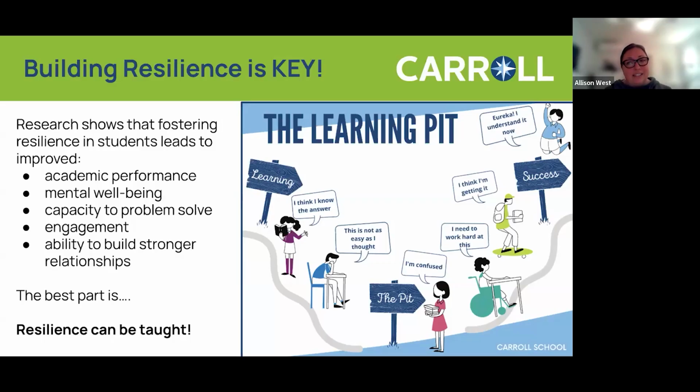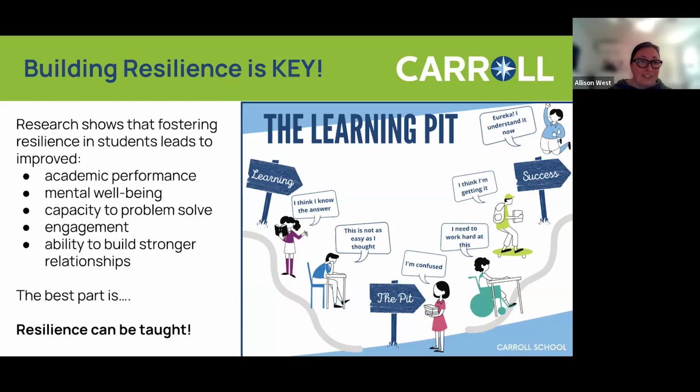And so resilience is essential in managing that pit, in managing the discomfort that comes with learning a new skill. And it can be tough. When we are asking kids to be resilient, we are asking them to feel frustration. It can feel really messy. It can feel uncomfortable. But that is truly where the magic happens. It's where we grow. It's where we develop.